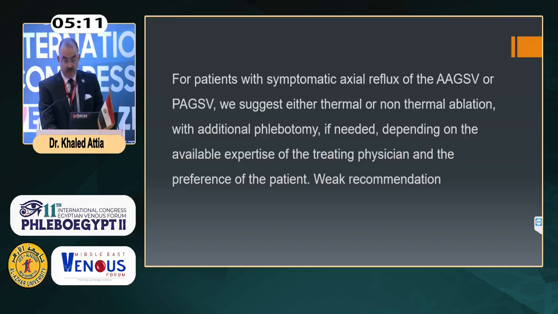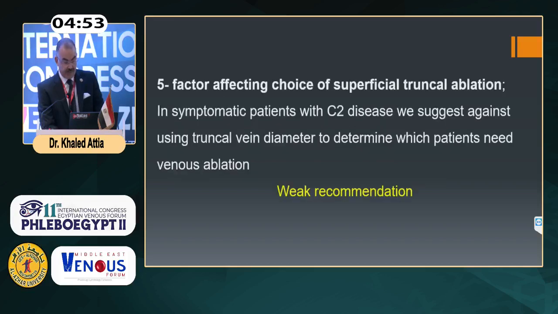For patients with symptomatic axial reflux of the anterior accessory great saphenous vein or posterior accessory great saphenous vein, we suggest either thermal or non-thermal ablation with additional phlebectomy if needed, depending on the available expertise of the treating physician and the preference of the patient. This is a weak recommendation.